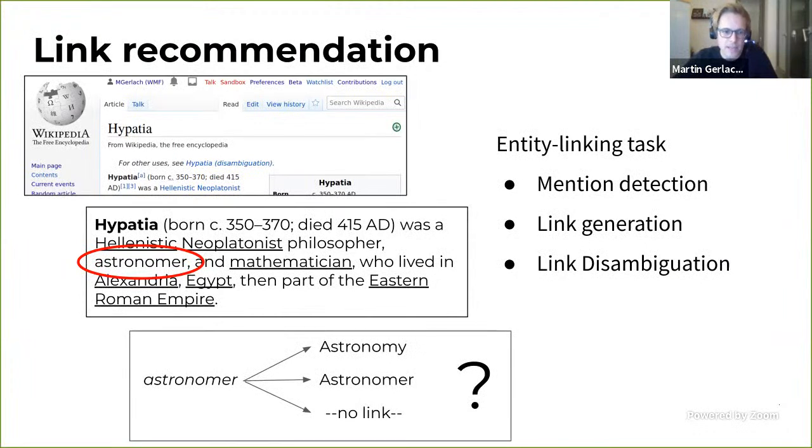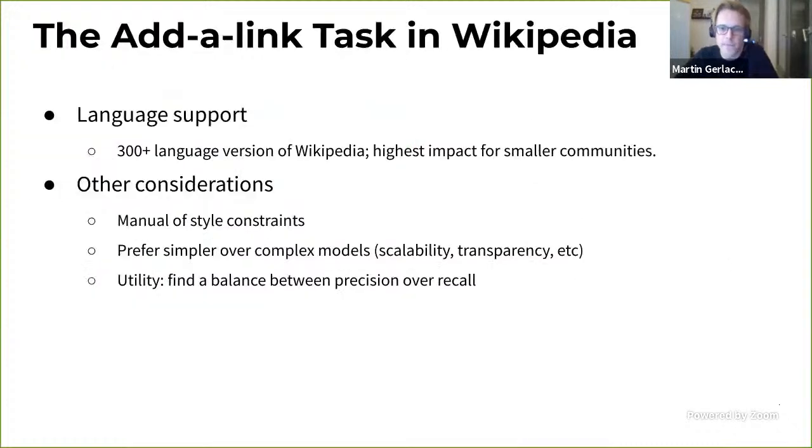The link recommendation task is a common task that essentially corresponds to an entity linking task. After parsing the text, we have to solve three different portions. We have to identify mentions, so pieces of unlinked text. We have to then generate a set of candidate links. And then we have to disambiguate those links and choose whether we actually want to link, and if yes, which one. This is a well-studied problem in machine learning.